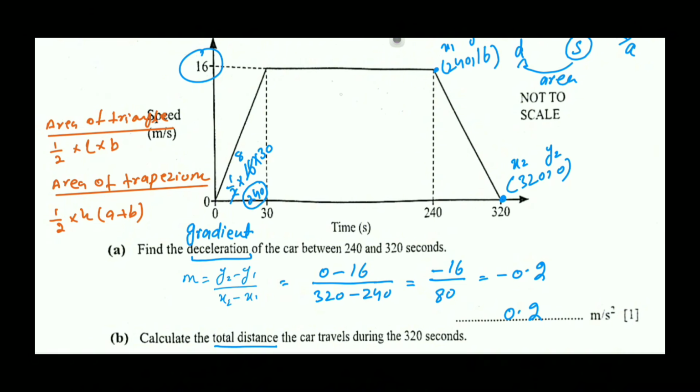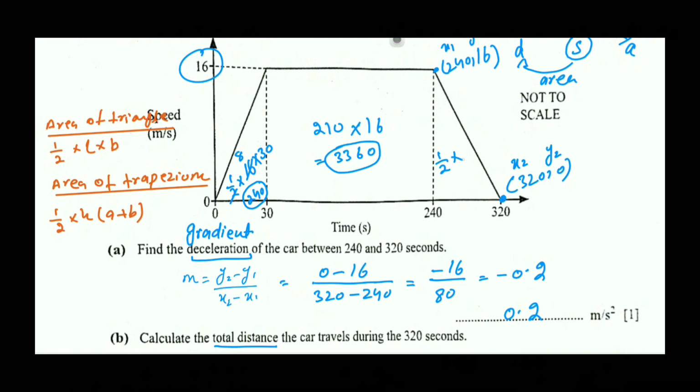What is the area of this rectangle? Length into breadth. What is the width or breadth? 240 minus 30, which is 210. 210 is the width of this rectangle. And what is the height? Height is 16, the same. Multiply 210 by 16, and it is 3360.